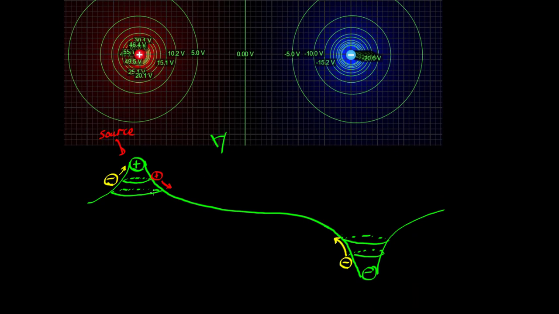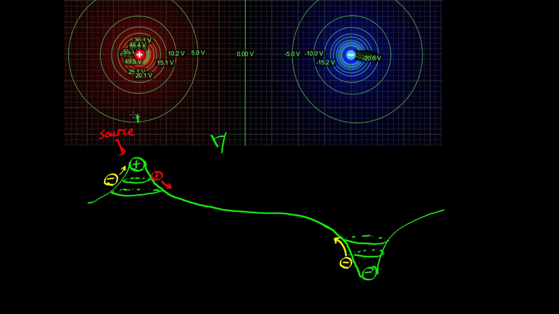Now I want to go back to this because this will build up some things with capacitance. One thing we can think about is what's going to happen if I start adding a bunch of charge. If I doubled or tripled the charge over here, what would happen is it would just make a bigger hill.